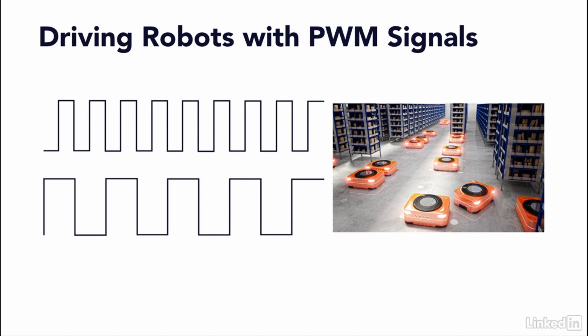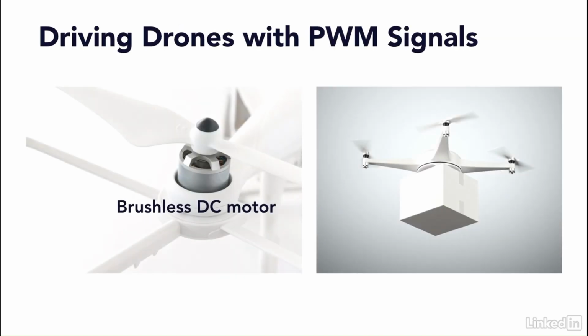But simply speaking, the longer the pulse is in the on state, with good amplitude, the faster the motor will rotate. Now, PWM signals can also be used to control your drones. An electronic speed control module is broadly used to control the brushless DC motors on a remote control drone.